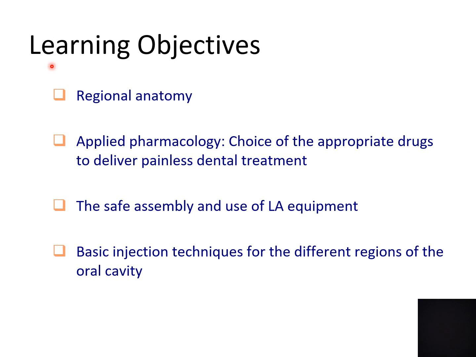The learning objectives for undergraduate training in local anesthesia are as follows. You should have a good and thorough understanding of the applied regional anatomy related to the administration of local anesthesia in the oral cavity, and I've recorded a separate plenary on applied anatomy of local anesthesia, which should be available to you on the DLE. You should also have a good knowledge of the applied pharmacology related to local anesthetic agents so that you can make a choice of the appropriate drugs to deliver painless dental treatment.